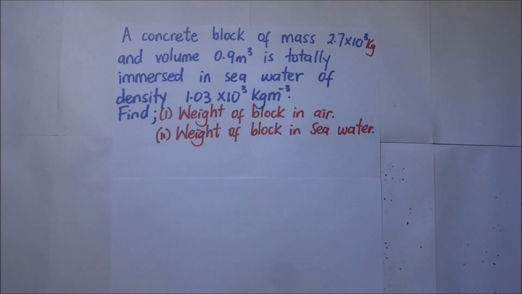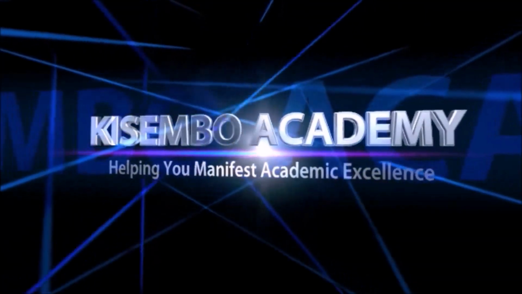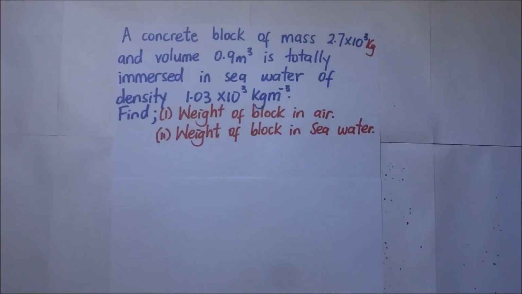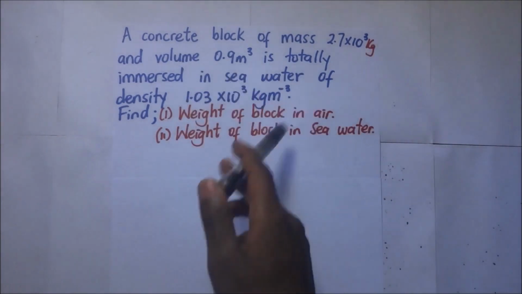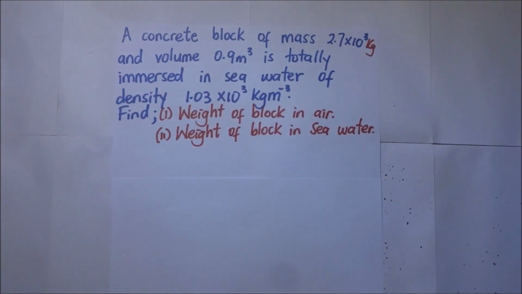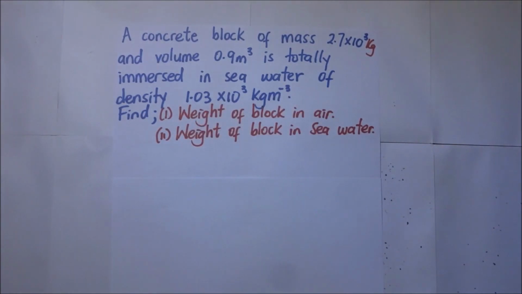We get to do some worked examples on Archimedes principle. This first one goes: a concrete block of mass 2.7 times 10 to the power 3 kilograms and the volume of that is totally immersed in seawater of this density. Find the weight of the block in air and the weight of the block in seawater.